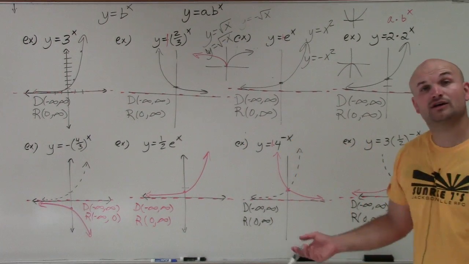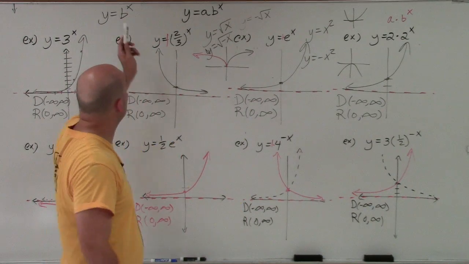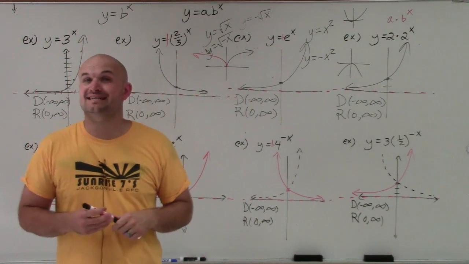Okay? So there you go, ladies and gentlemen. That is how you graph exponential equations when they're in the form y equals b to the x and y equals a times b to the x.